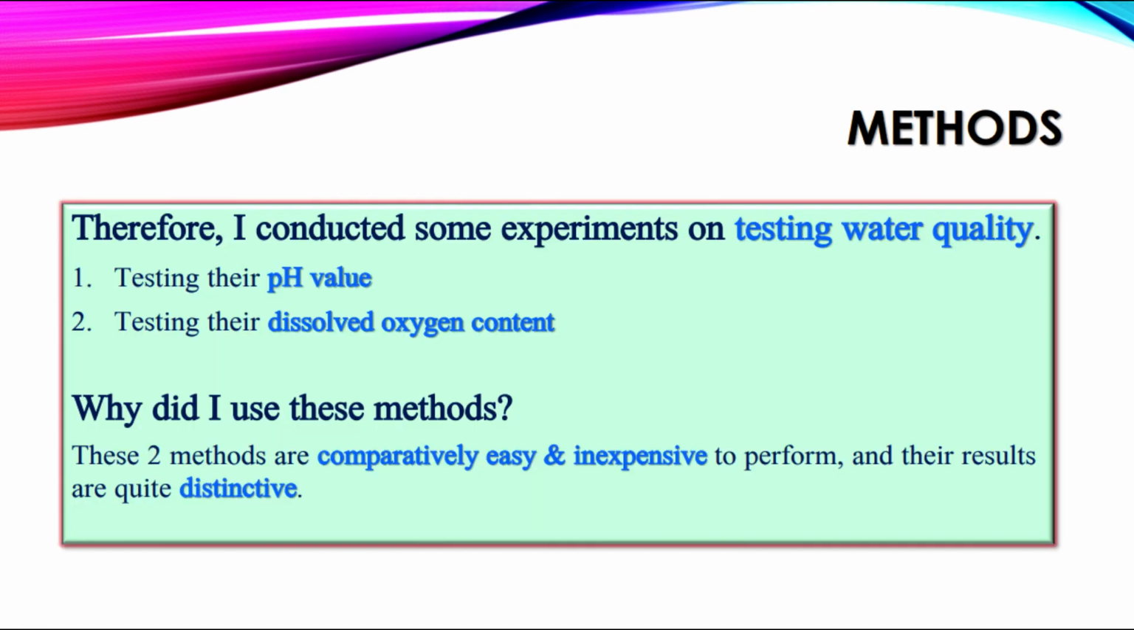Therefore, I conducted some experiments on testing water quality. The first method is to test their pH value, and the second is to test their dissolved oxygen content. These two methods are comparatively easy and inexpensive to perform, and the results are quite distinctive.